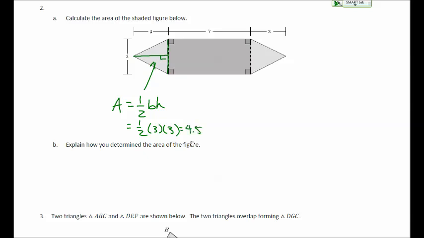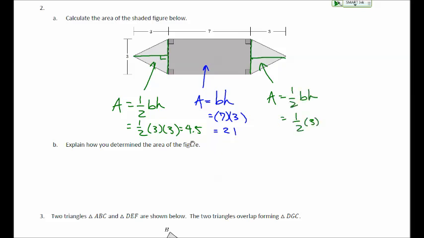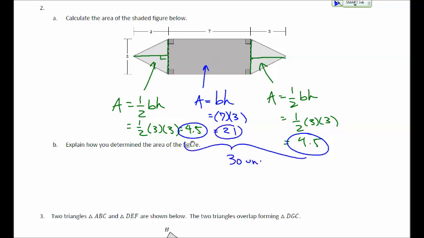This down here is a rectangle. Use a different color. This right here is a rectangle, which is base times height, which has a base of 7 and a height of 3, which is 21 square units. And this over here is the exact same as the first, with a base of 3 and a height of 3. And so the area is, again, 1/2 base times height. The base is 3, and the height is 3. So I get 4.5 again. If I add up 4.5 and 4.5, I get 9, plus 21. If I add these all up, then I get 30 square units.